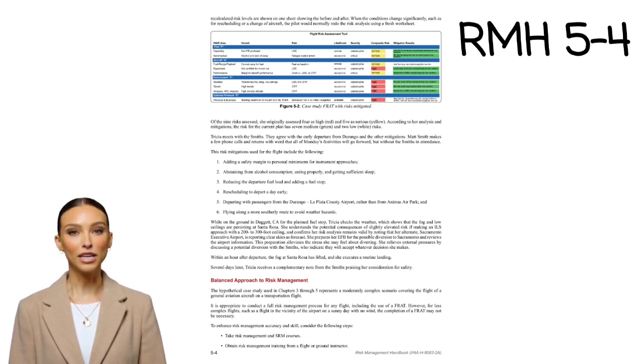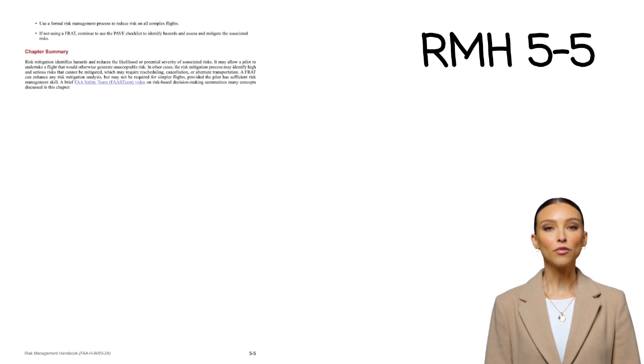To enhance risk management accuracy and skill, consider the following steps. Take risk management and SRM courses. Obtain risk management training from a flight or ground instructor. Use a formal risk management process to reduce risk on all complex flights. If not using a FRAT, continue to use the PAVE checklist to identify hazards and assess and mitigate the associated risks. Chapter Summary. Risk mitigation identifies hazards and reduces the likelihood or potential severity of associated risks.